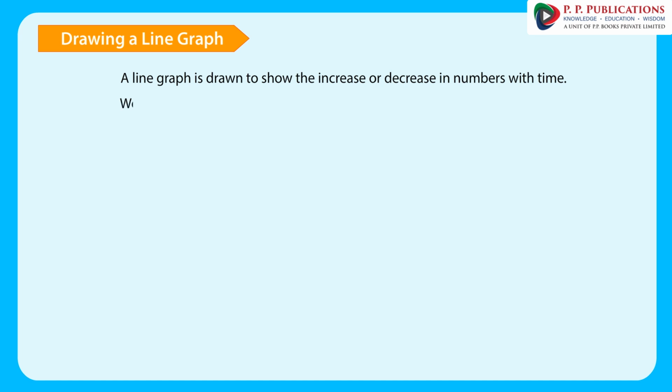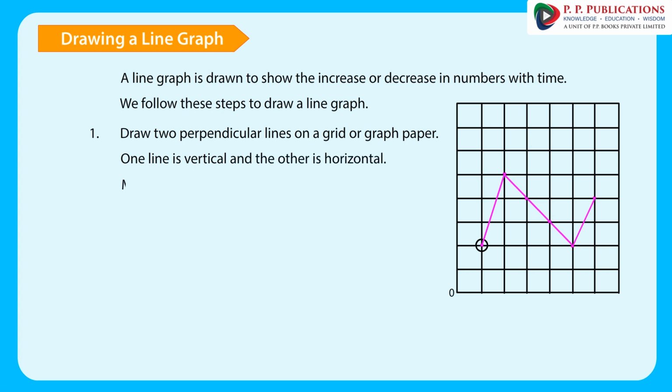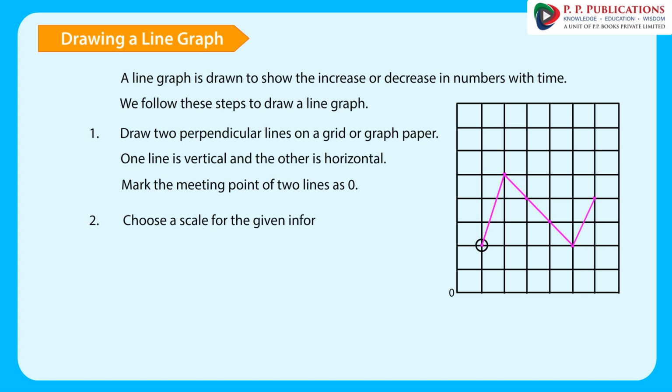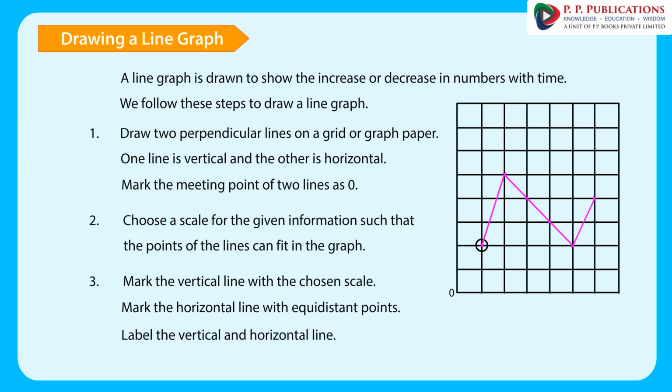Drawing a line graph. A line graph is drawn to show the increase or decrease in numbers with time. We follow these steps to draw a line graph. 1. Draw two perpendicular lines on a grid or graph paper. One line is vertical and the other line is horizontal. Mark the meeting point of two lines as O. 2. Choose a scale for the given information such that the points of the lines can fit in the graph. 3. Mark the vertical line with the chosen scale. Mark the horizontal line with equidistant points. Label the vertical and horizontal line.